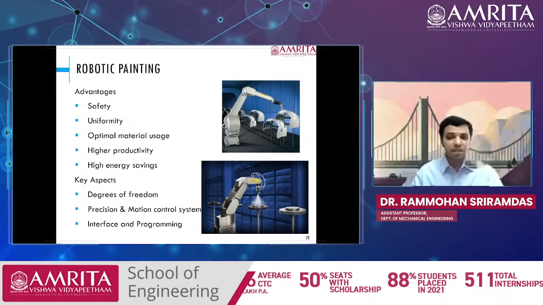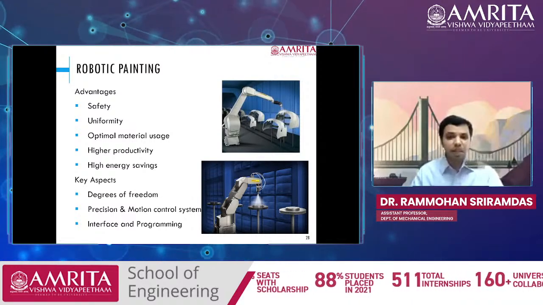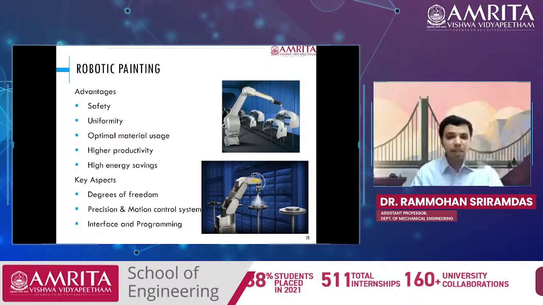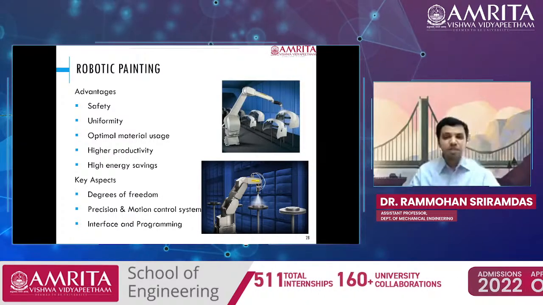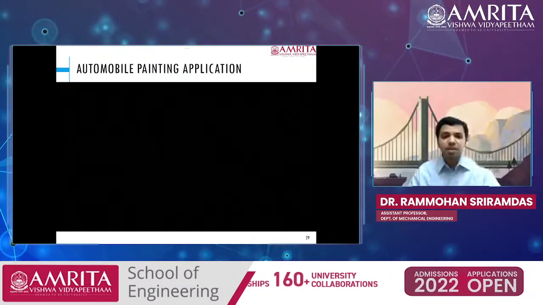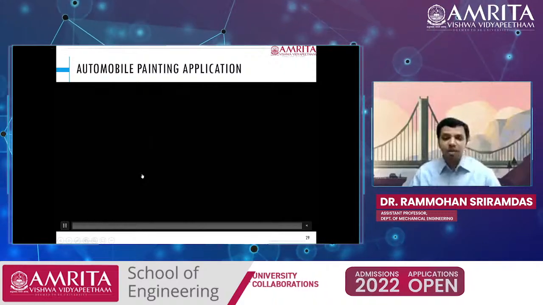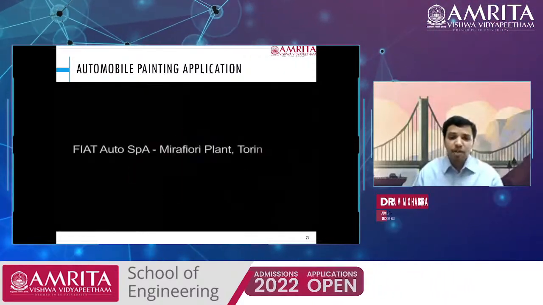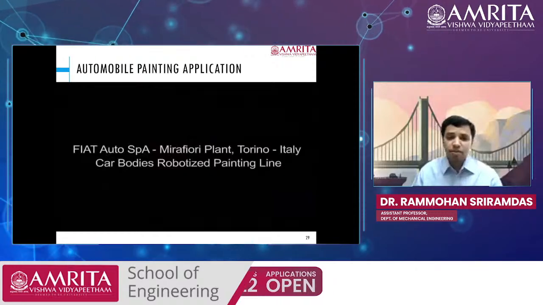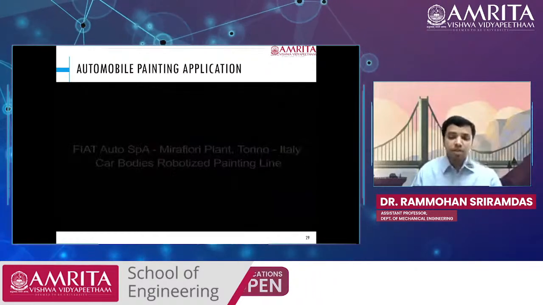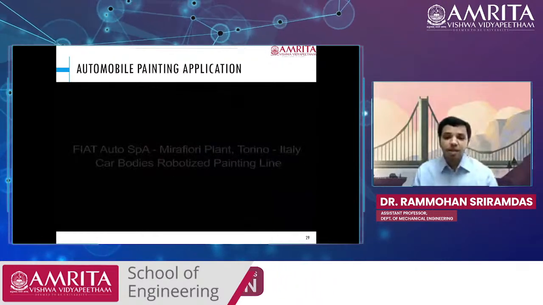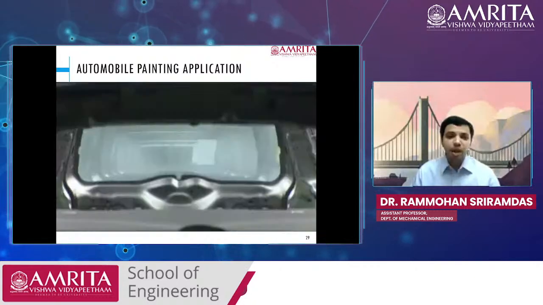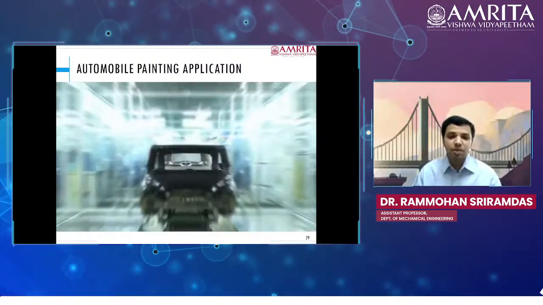There are many key things that one has to note down. There are degrees of freedom. Why these are important in this video? Here you see this video, which is of course from ABB, a pioneer in developing robots. And this is their Fiat Auto Spa, located in Italy. Here you see they are painting the automobiles.